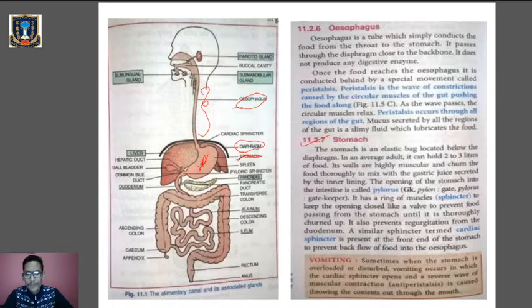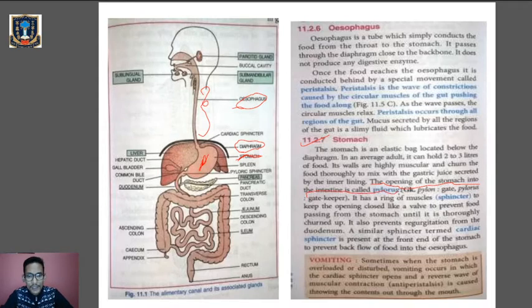Within the stomach we have highly muscular layers which have the property to thoroughly mix the food particles. The inner lining of the stomach will also secrete the gastric juices. Remember, the inner lining of the stomach will secrete the gastric juices. Now below the stomach you can see the presence of the intestine. The opening of the stomach into the intestine is called the pylorus.